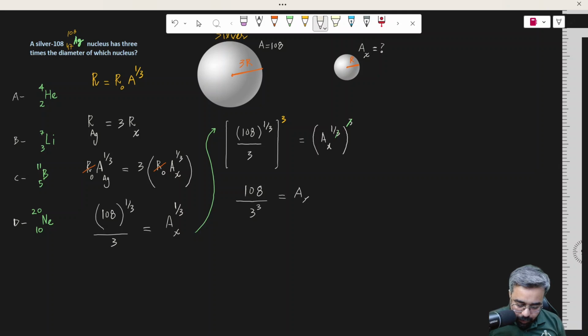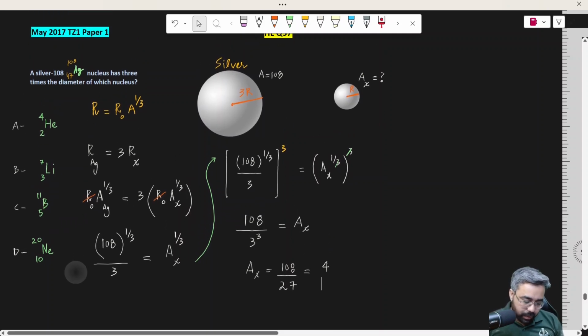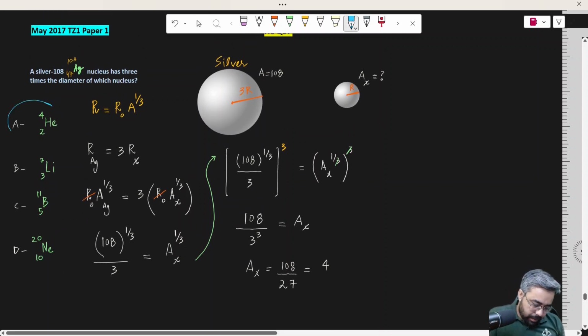is equal to the nuclear number of that unknown radius, and that is 108 over 27, and that is 4. It means that according to Rutherford's estimated radius equation, it must be helium, which means option A is the right answer.